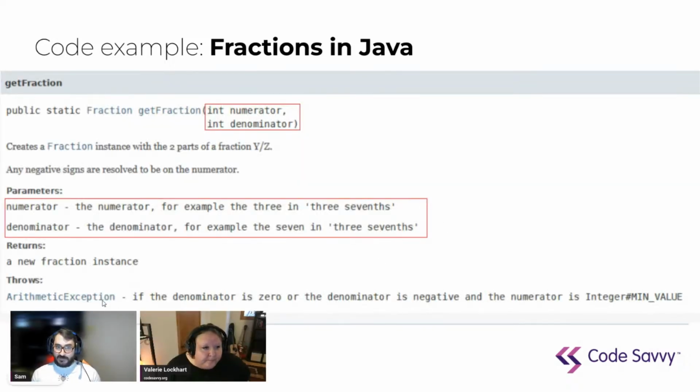The other interesting thing here is that it throws an ArithmeticException. So it gives me a little reminder, don't pass 0 as the denominator, or else I'm going to get this runtime exception. Same thing for the smallest possible integer value, which is a pretty big negative number.